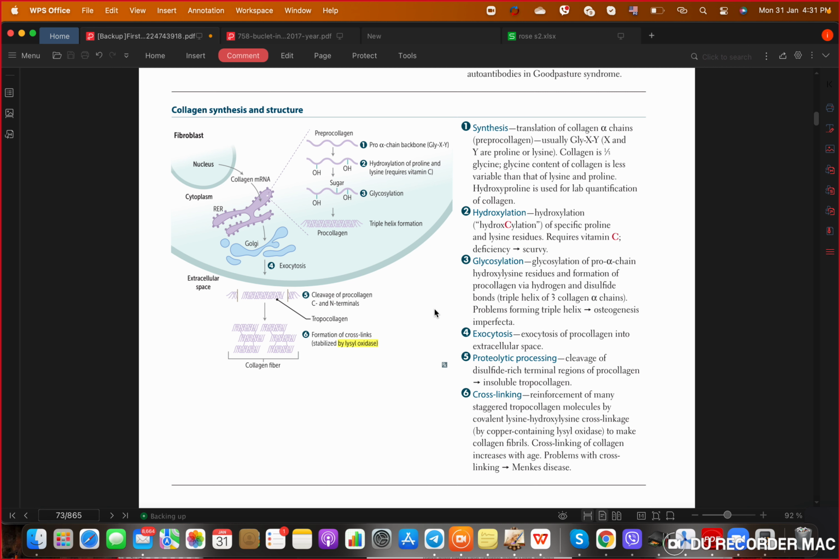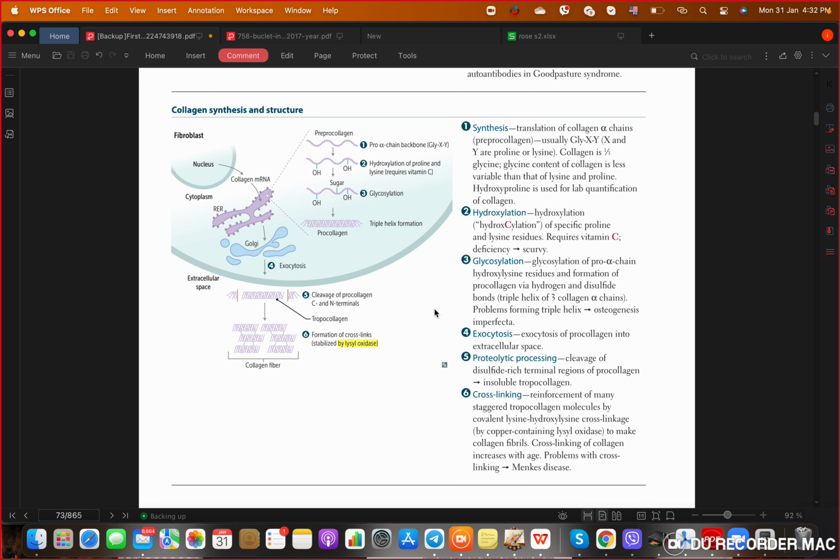If you get a question that asks which of the following is the most common amino acid in the collagen chain, is it proline, glycine, or cysteine? I would say glycine. Glycine, because every third amino acid is actually glycine. Collagen is one third glycine.